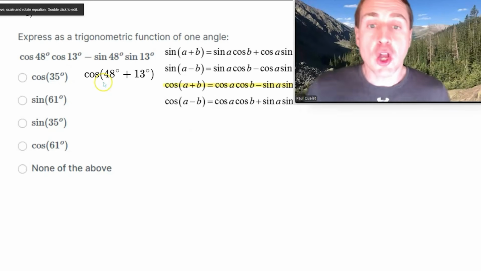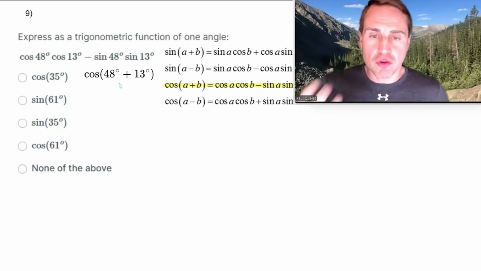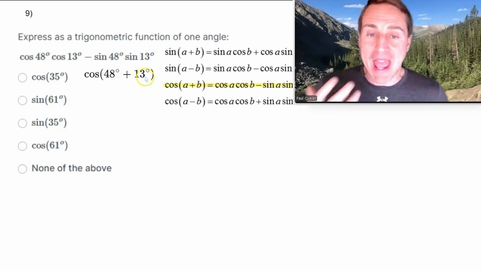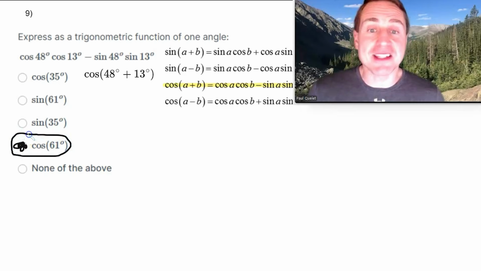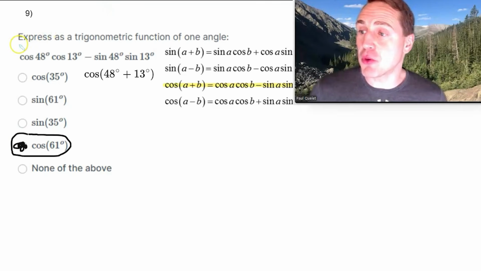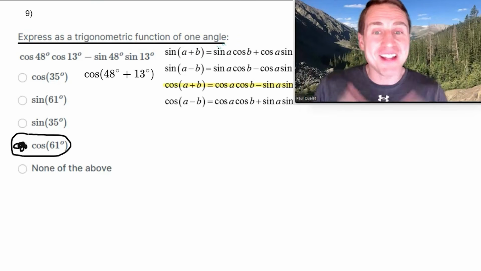So we need cosine of 48 degrees plus 13 degrees, a trigonometric function of a single angle. But 48 plus 13 is going to be 61 degrees. So that's exactly this answer, the cosine of 61 degrees. That's exactly what we want because we're expressing a trigonometric function of one angle. Hope that makes sense. Let's move on.